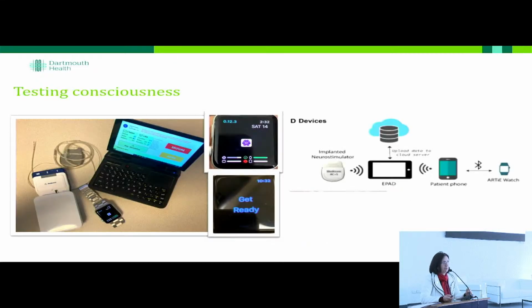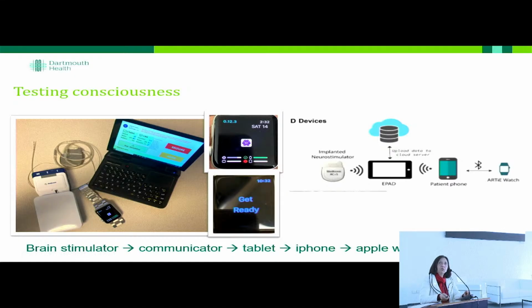So here comes the real high-tech stuff. How do we test consciousness? Here you see all the devices that were involved in the study. You get that Medtronic stimulator with these 4 electrodes that talks to this communicator, which is this thing here. Then this talks to a tablet, which is here. The tablet talks to an iPhone, and the iPhone talks to the Apple Watch. So this is how it goes.